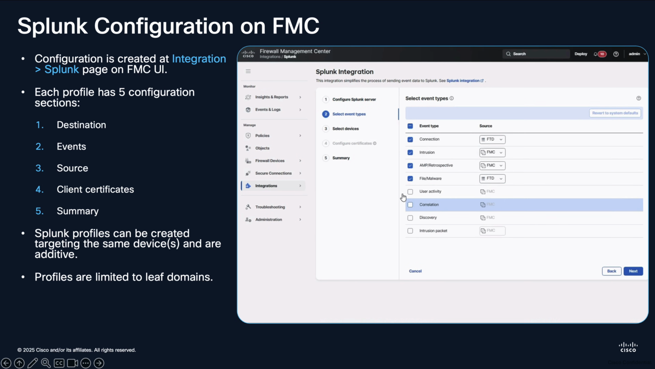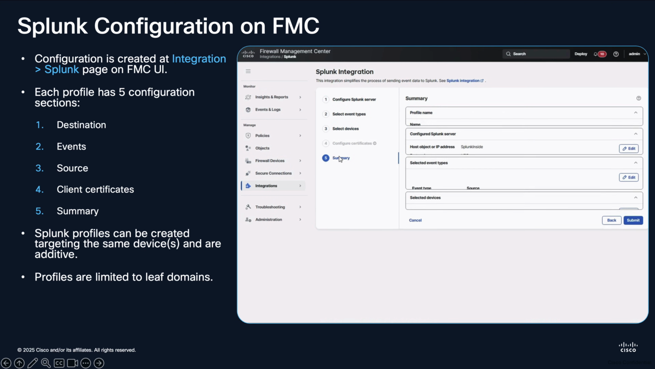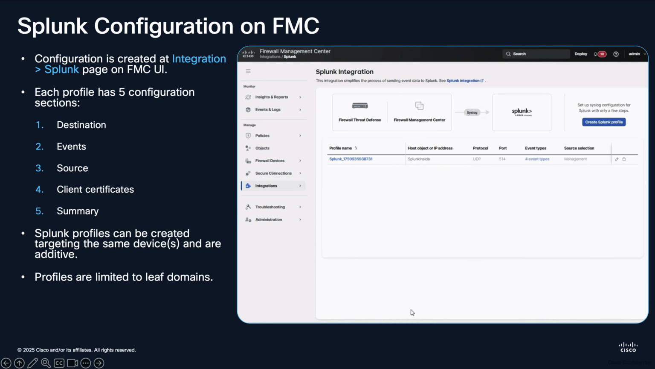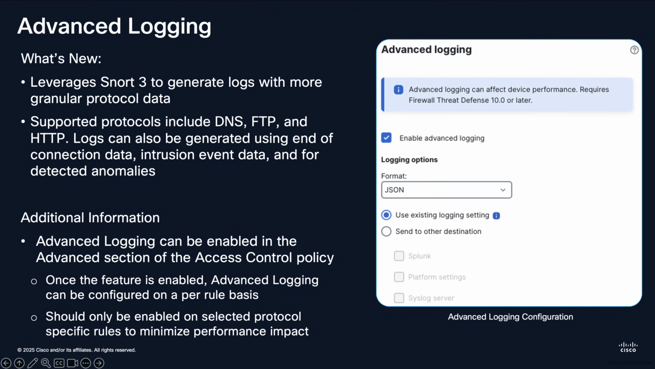You can add, remove, and choose FTD or FMCs. You select the devices that you want to pull from, and so on and so forth. And then you get a summary where you could go back and edit some of the configurations. Once we're finished, another thing to mention about these profiles is that they are additive, in that any additional profiles you build will also be applied to the devices you specify in the configuration.